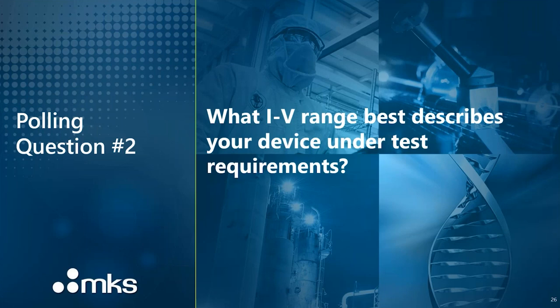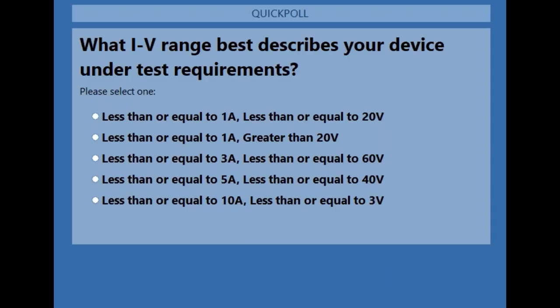All right, so we're going to go into the next poll, so I'll launch that now. And the question is, what IV range best describes your device under test requirements? So the first option is less than or equal to 1 amp and less than or equal to 20 volts. The next one is less than or equal to 1 amp, greater than 20 volts, less than or equal to 3 amps, less than or equal to 60 volts, less than or equal to 5 amps, less than or equal to 40 volts, then less than or equal to 10 amps, and then less than or equal to 3 volts. So I'll give everyone a few moments to answer this.